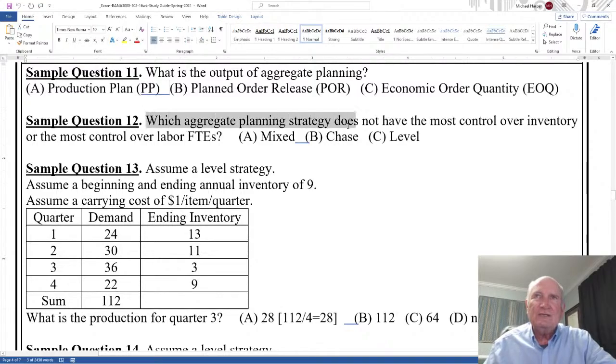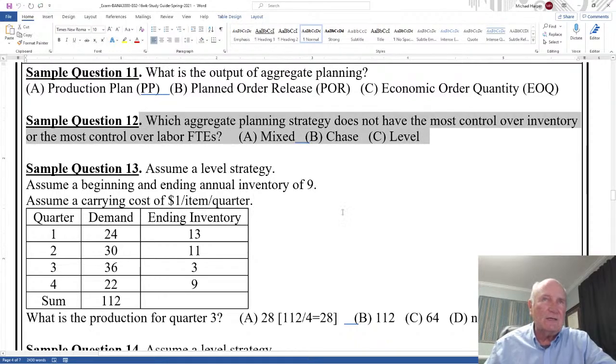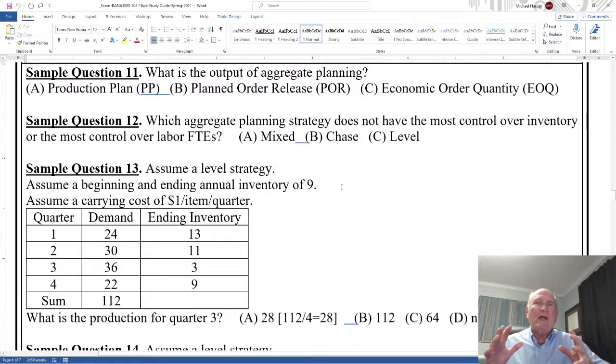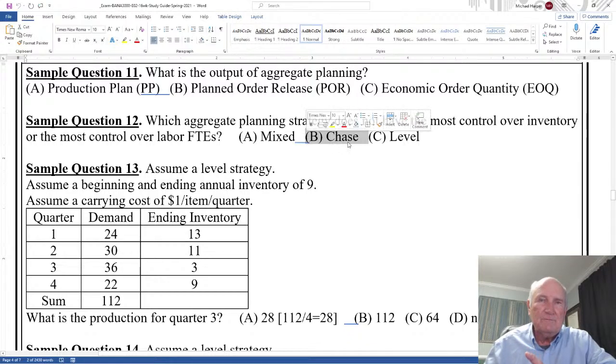Which aggregate planning strategy does not have the most control over inventory or the most control over labor FTEs? Well, that's going to be the mixed plan, because chase has the most control over the inventory, level has the most control over the labor. Okay, so therefore, now I can ask this in a lot of different ways. So just be aware of that concept, to where all the variability in the demand will be reflected in the FTEs for chase and in the inventory for level.